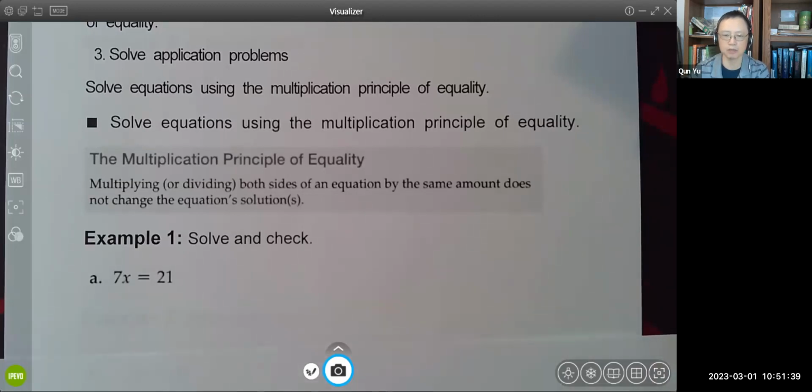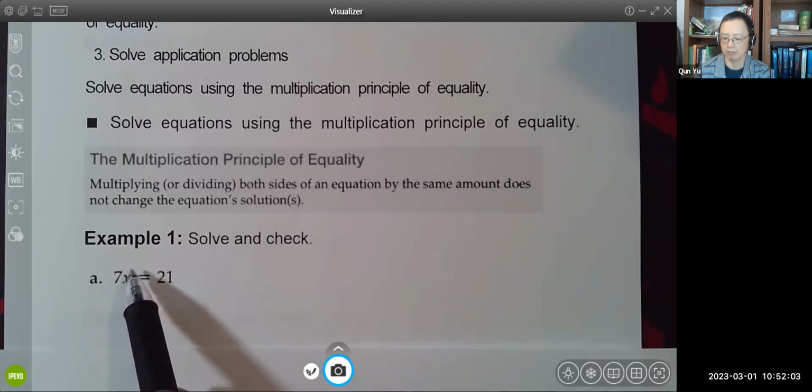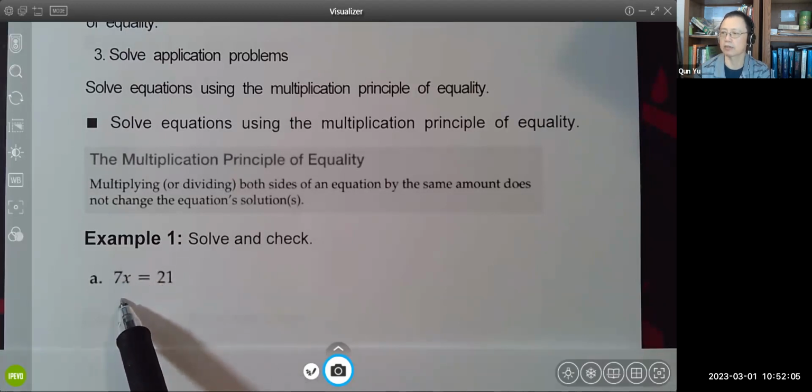7x equals 21. We want to solve for x, so x should be on one side by itself in the end. In other words, we need to get rid of 7. How do we do that? We do the opposite operation. 7x really means 7 times x. So that's how these two are connected by multiplication in between. We want to disconnect it to get rid of 7. How do we disconnect it? We do it by doing an opposite operation.